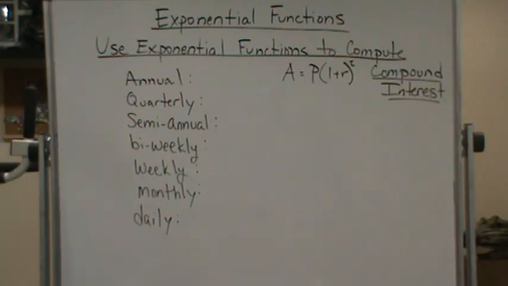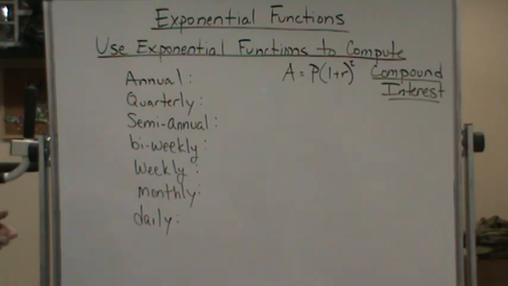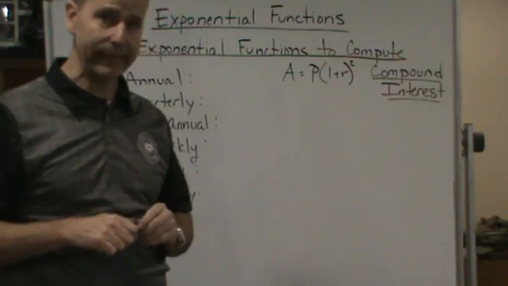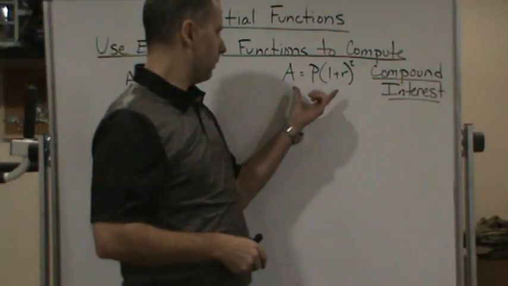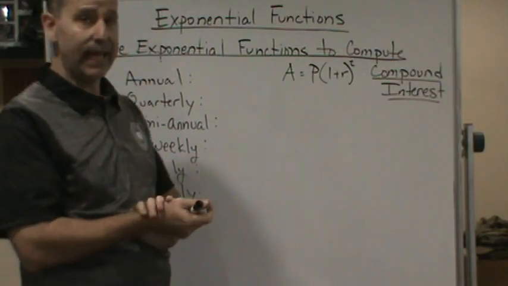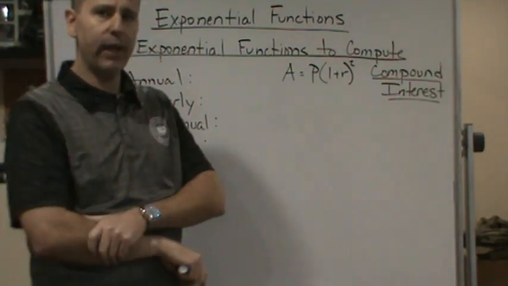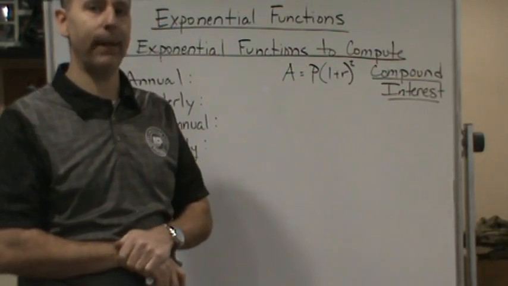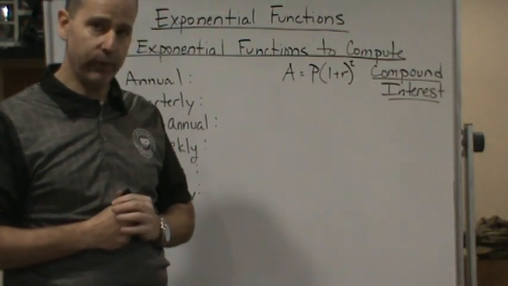So, what if we want to compound differently? There's all kinds of different ways of compounding this. We can compound annually, we can compound quarterly. So what we want to do is modify this formula so that it includes any kind of compounding, not just annual. So what if we wanted to compound the interest rate monthly? How would we do that?